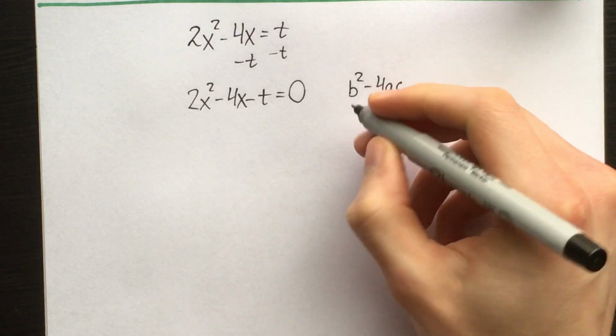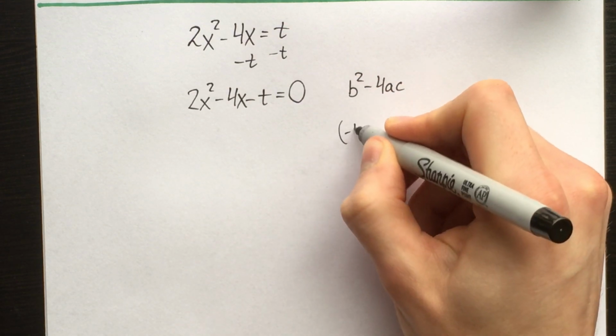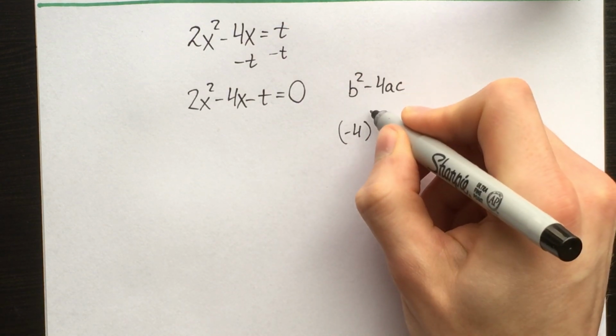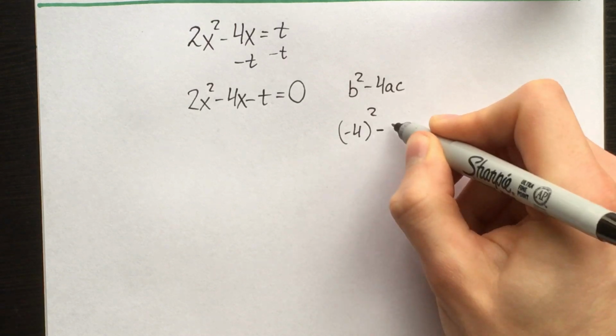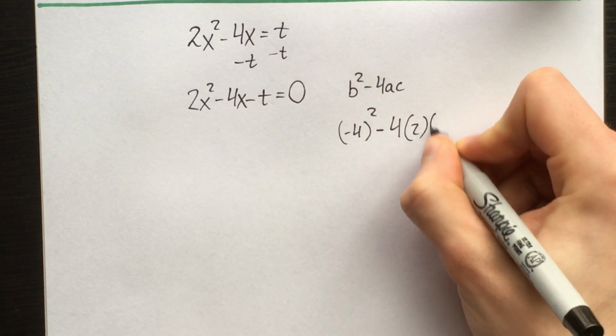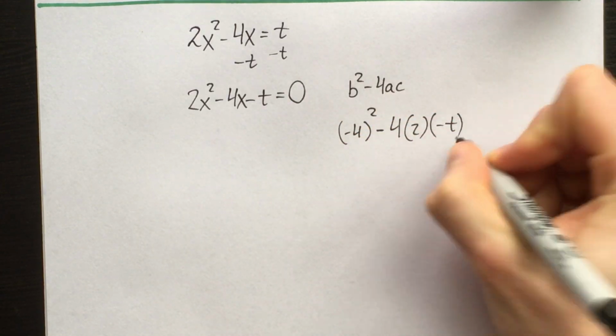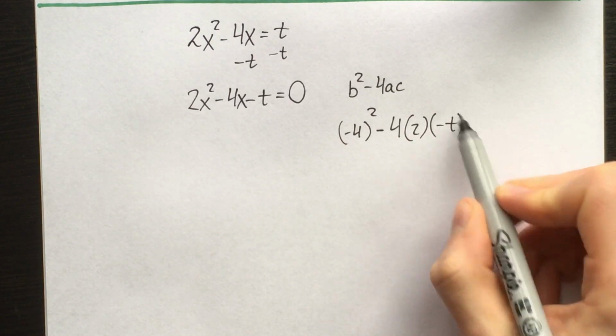How do we do this? Well, we have b squared. We're given negative 4, right? So negative 4 is our b term here. So negative 4 squared minus 4a, which is 2, right? C in this case is negative t, right? It's that constant. So now we're down to one variable. We just want to find t.